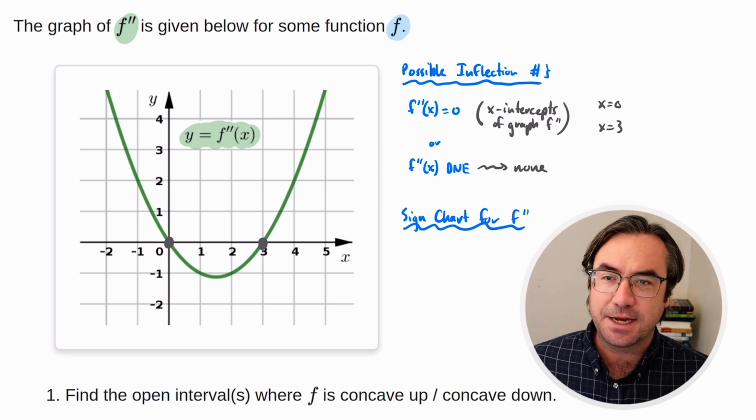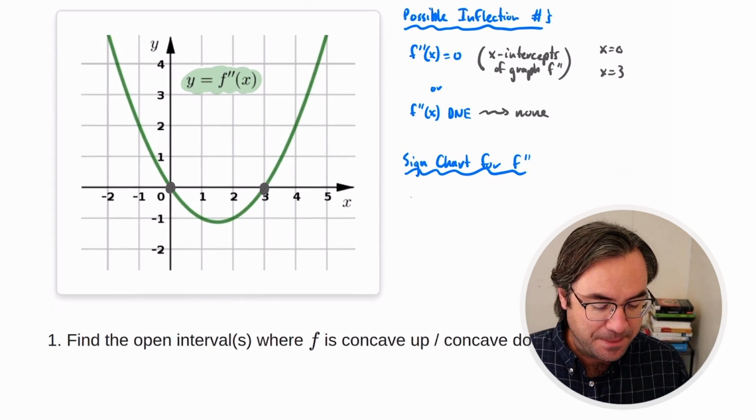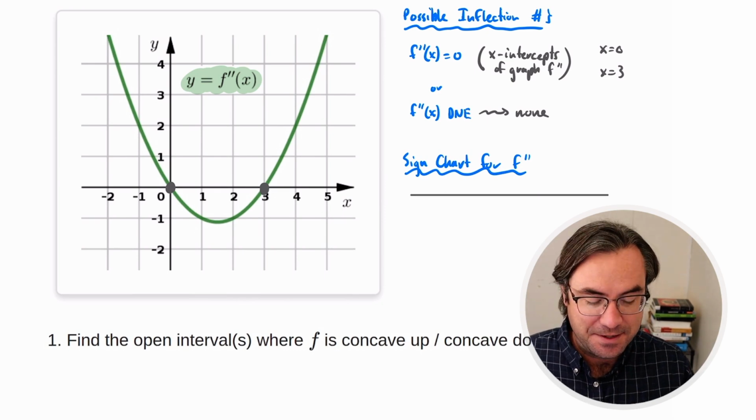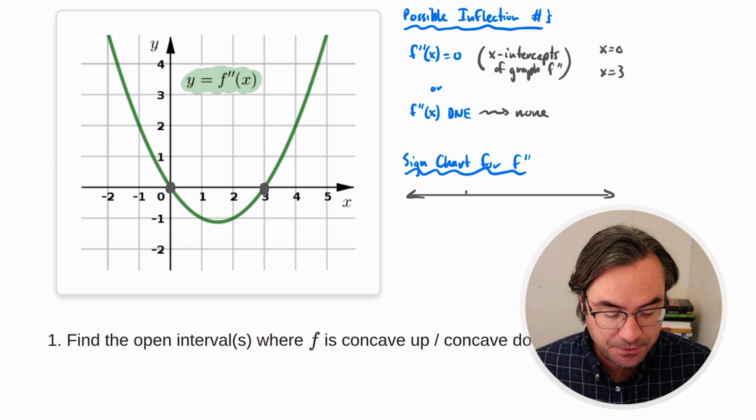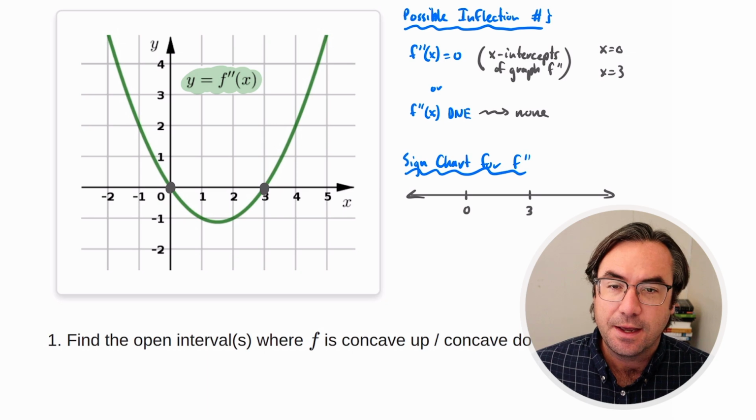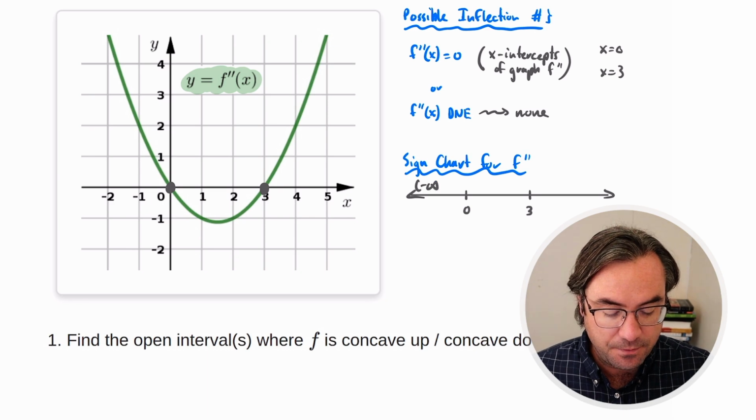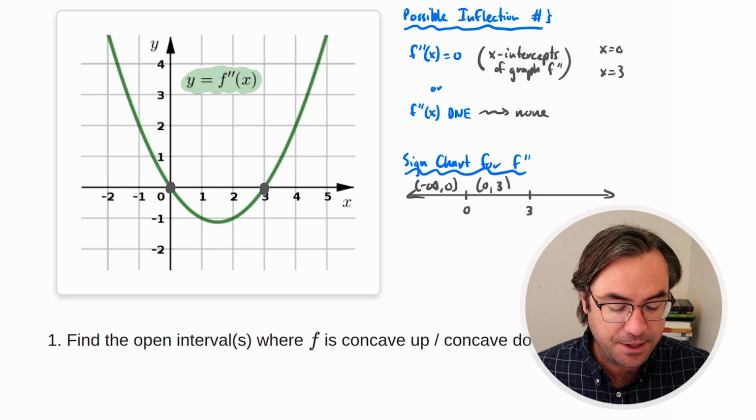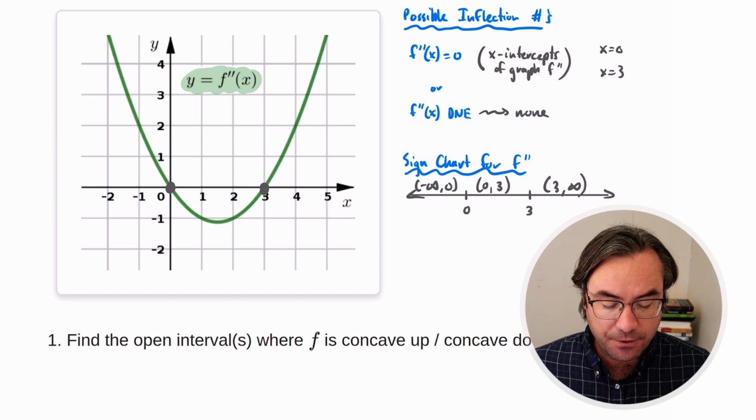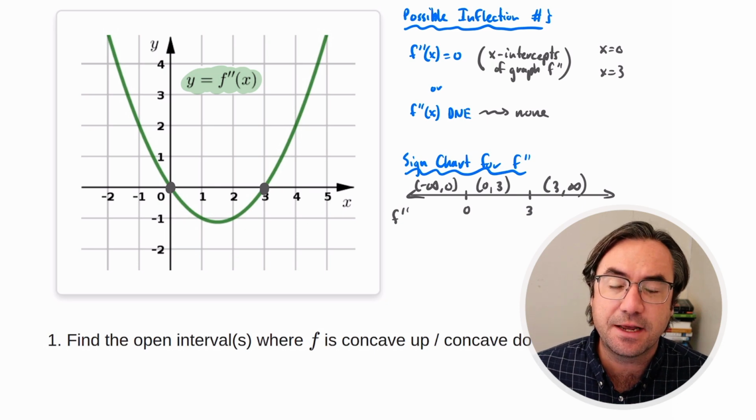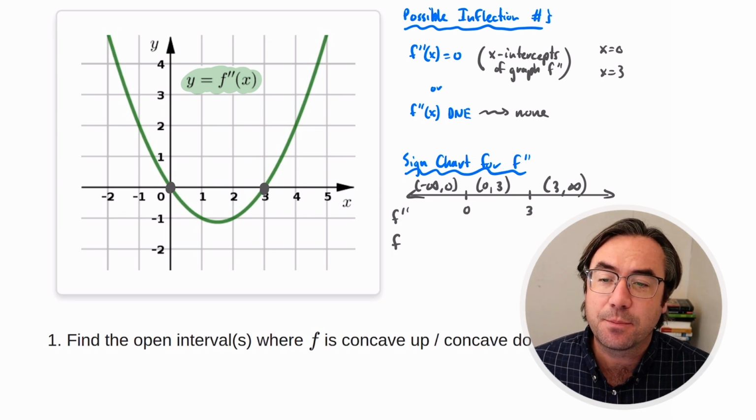So we draw our x-axis. And let me slide this up here. And then we plot our, in this case, two possible inflection points. So we've got 0 and 3. And those split up our x-axis into three separate sections. So we've got the interval minus infinity to 0, 0 to 3, and then 3 to infinity. And what we want to do is figure out, is f double prime positive or negative on each of those intervals? And once we know that, we'll be able to say if f is either concave up or concave down.